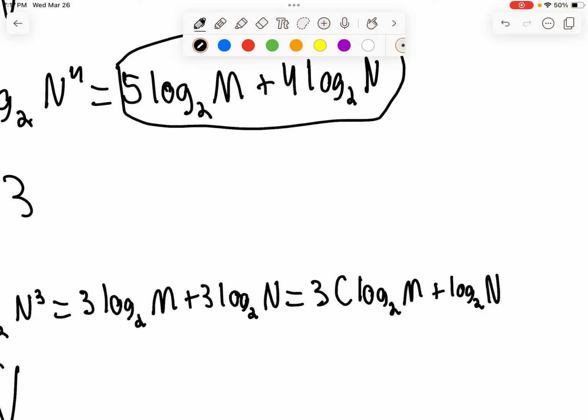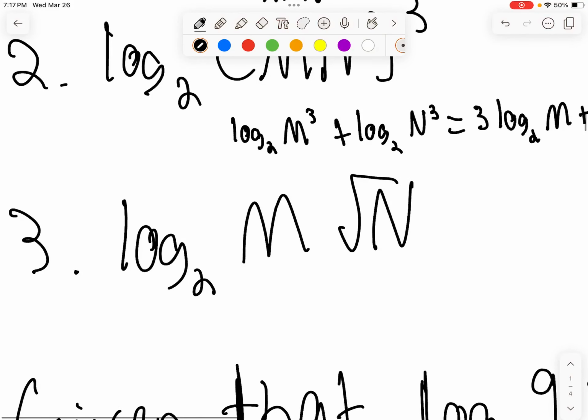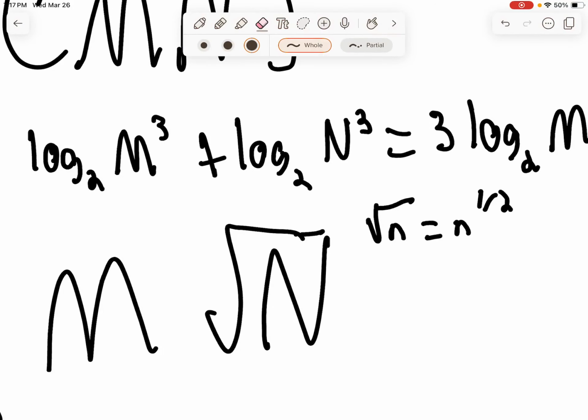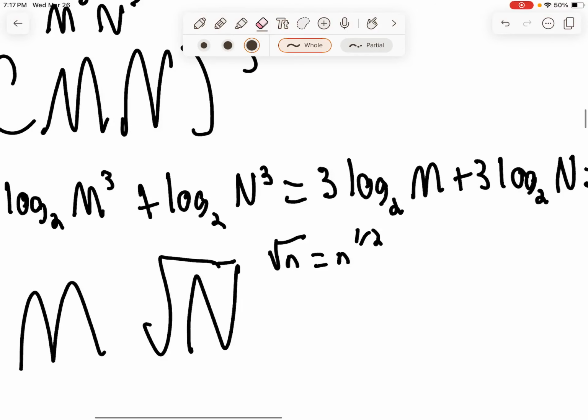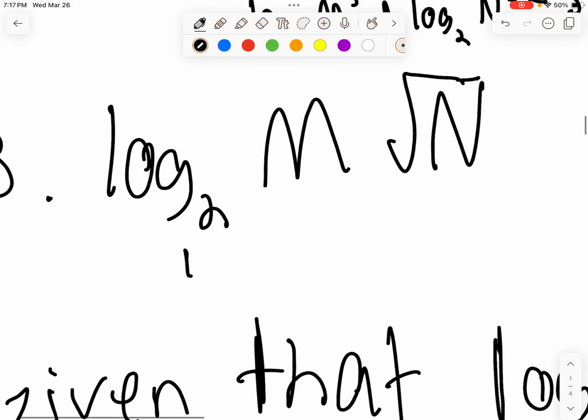That's our final answer for number 2. The last one for this section: log base 2 of n times the square root of n. And this is another property of exponents. The square root of n, in this case, is equal to n to the 1 half. So I'm just going to rewrite it like that.